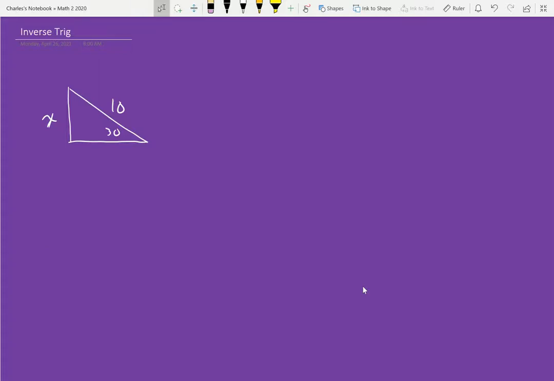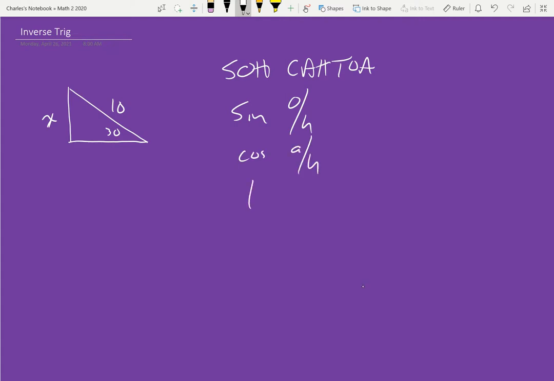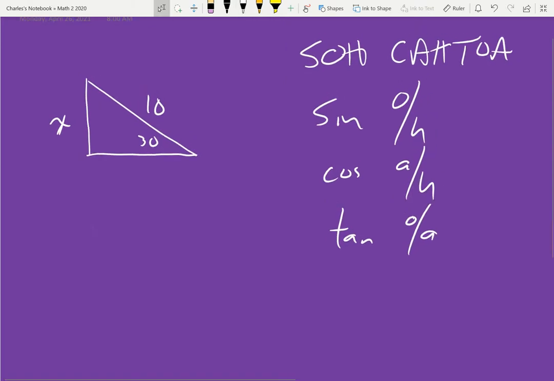All right, so today it's just a little bit of an extension over what we have been doing. We've been doing SOHCAHTOA. SOHCAHTOA stands for sine is equal to the opposite over hypotenuse, cosine is equal to the adjacent over hypotenuse, tangent is equal to the opposite over adjacent. We could do a problem like this where I say the angle is 30 degrees and I'm looking for this side right here.